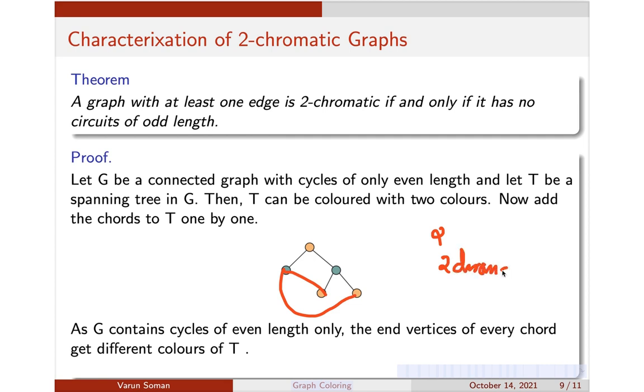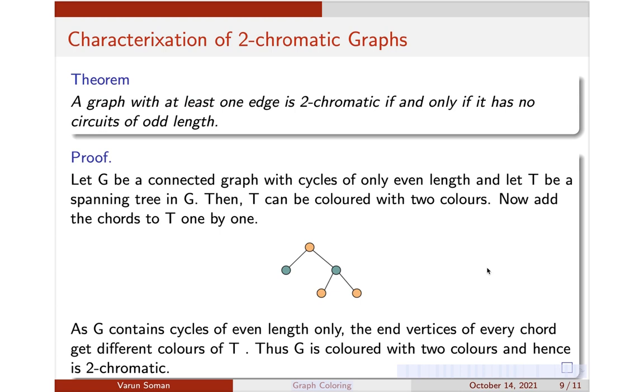Okay, it's a bit abstract, but if you look at the example, you will easily understand it. So what is the idea? First you took the graph G, then you took the spanning tree and colored it with two colors. Now you are going to add back the edges of the graph to T itself. When you give back the edges, what will happen? Can you extend the coloring of T to G?